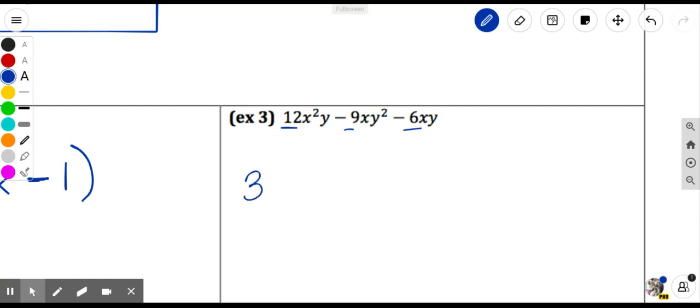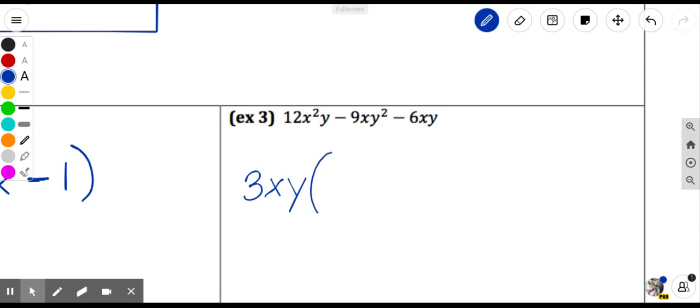Let's see if they all have an x in common. Notice this one has 2 x's, this one has 1, this one has 1. So at a minimum, they all have at least one x. How about y? This one has 1 y, this one has 2, this one has 1. So again, at a minimum, they all have at least one y. So 3xy would be your GCF because each term has a 3 you could take out, each term has an x, each term has a y.